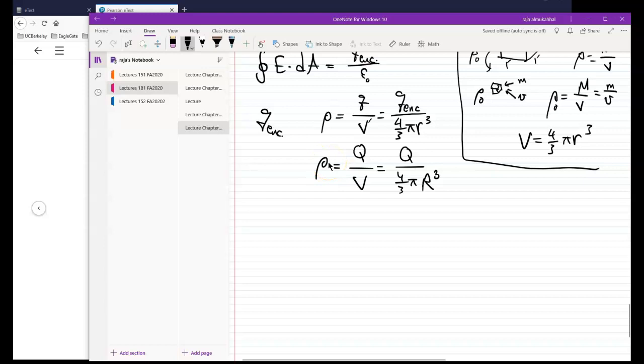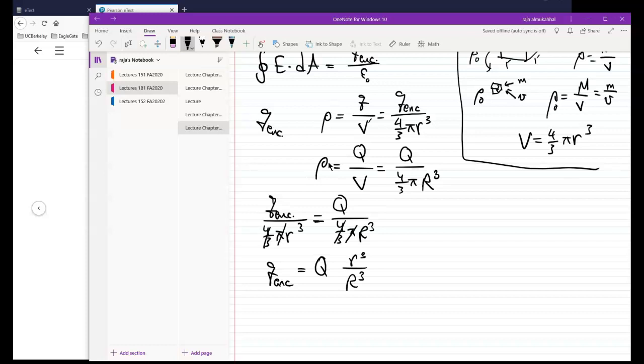Now equating them together, this will give me Q enclosed over 4/3 pi r cubed is equal to big Q over 4/3 pi big R cubed. The pi's cancel out, 4/3 cancel out, and I'm going to solve for Q enclosed because this is the one I'm interested in. I want to know how much charge is enclosed within the Gaussian surface, and that will give me big Q r cubed over big R cubed. And there we go. I have a really cool looking expression for the enclosed charge.